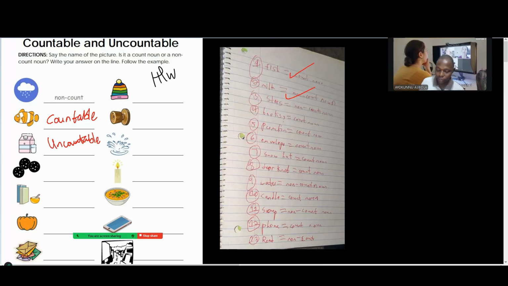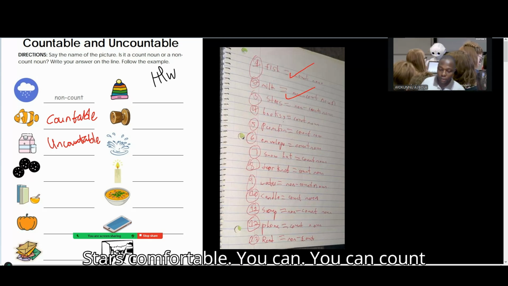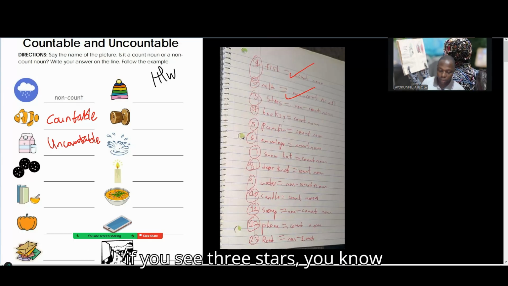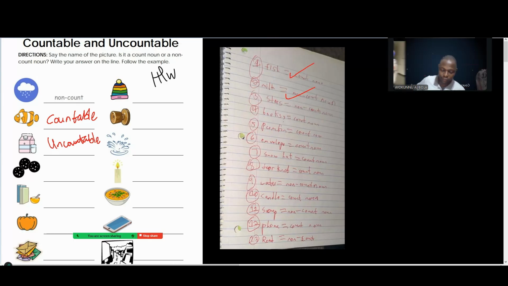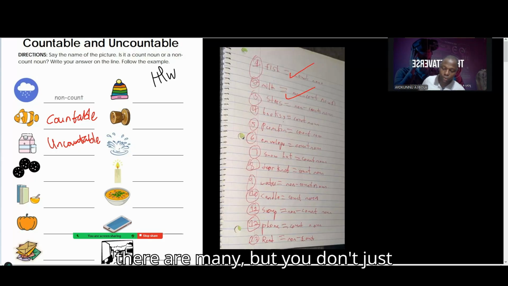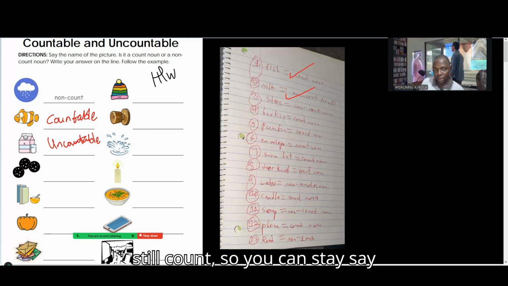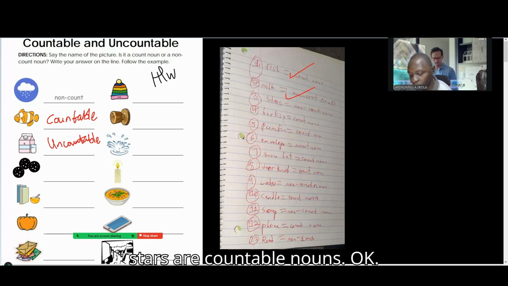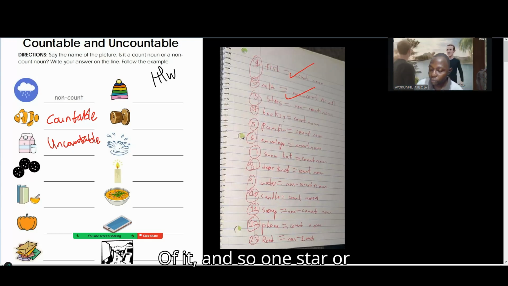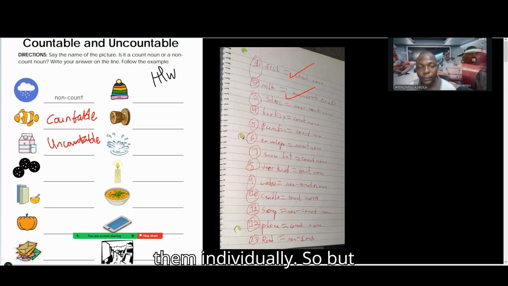You understand? Yeah. So let's see, stars countable. The main thing is, you can count: if you see three stars, you know three stars, right? And if you see one star, though there are many, you don't just suddenly group them together, so you can still count. So you can still say stars are countable nouns, okay? You can say one star or three stars. You can still refer to them individually.